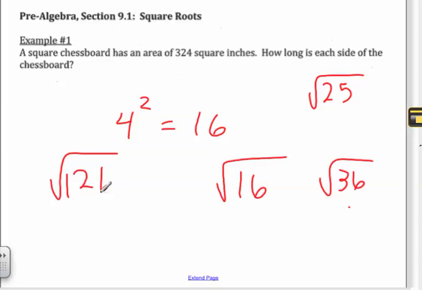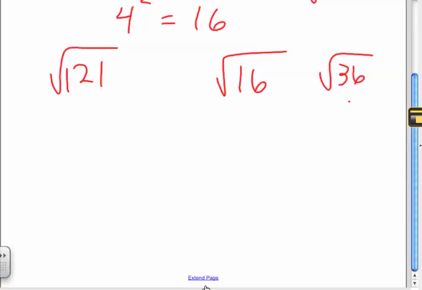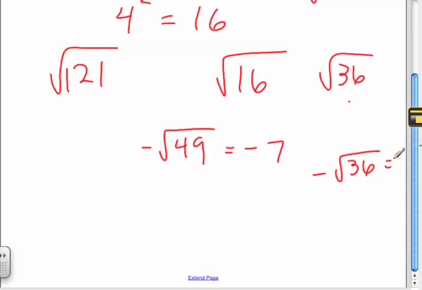Okay, so you guys have got that. Now let me ask you this. What about negative square root 49? What's the negative of square root 49, Armand? It's negative 7, right? What's negative square root 36? What does that equal, Ethan? It's negative 6, okay?